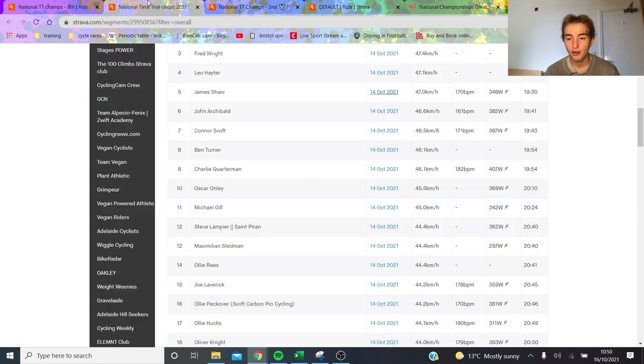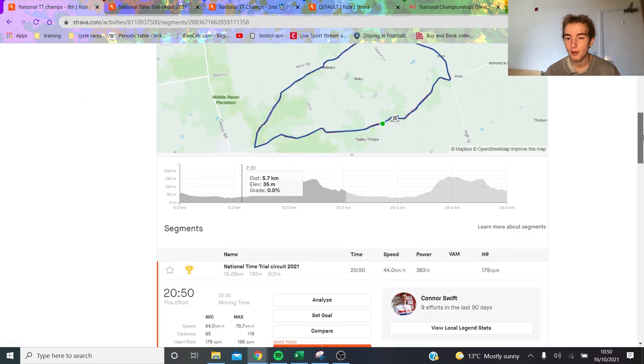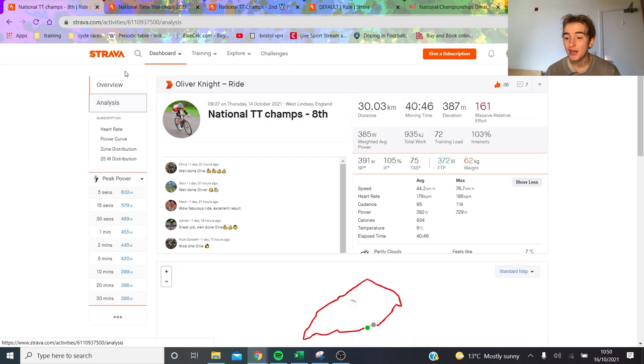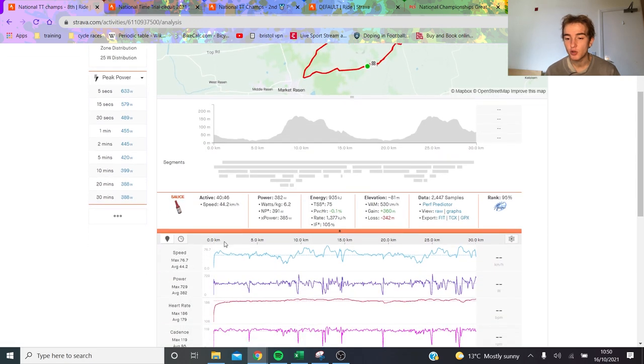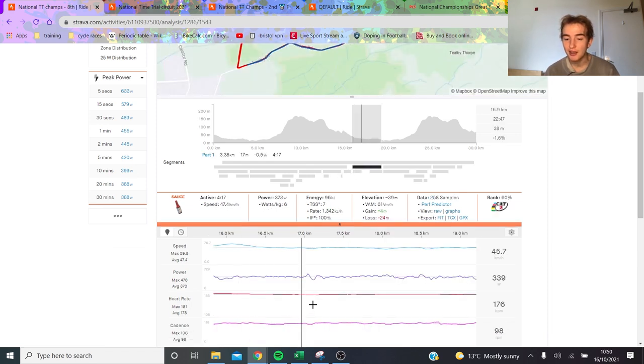Actually, we don't want to look at him. Hang on. So this is my mate's mate, Ollie Knight, who is outrageously strong. You can see here, 6.2 watts per kilo for 40 minutes. Ridiculous. This is the under-23, so it's slightly smaller, but it was on the same day. And you can see here, he's doing 373 watts and going 47 kilometers an hour. And that is the difference. You think 20 watts more and 4k an hour slower.